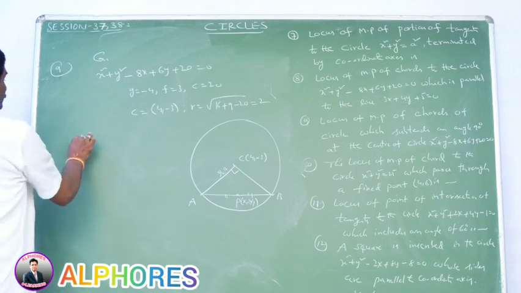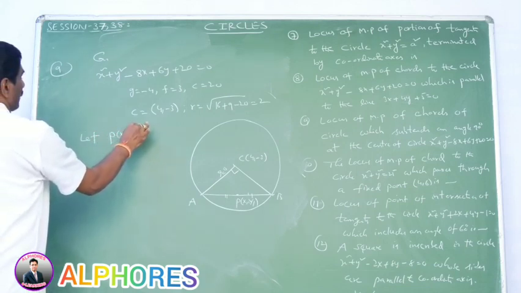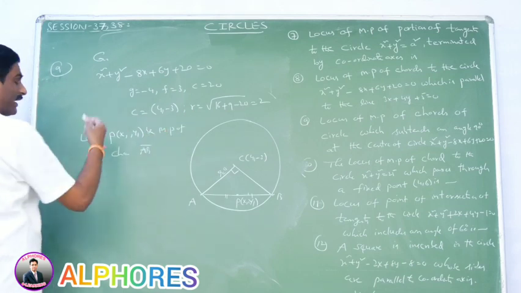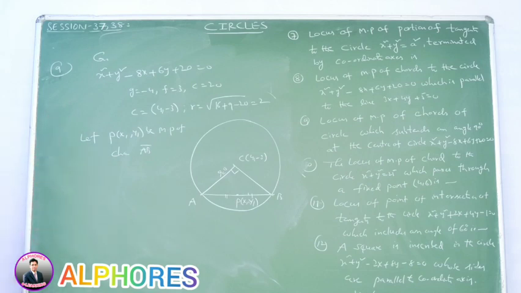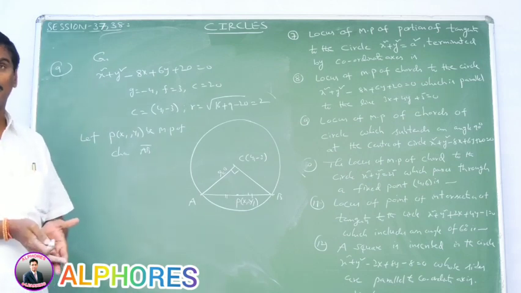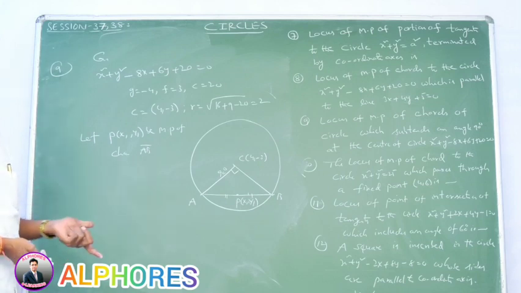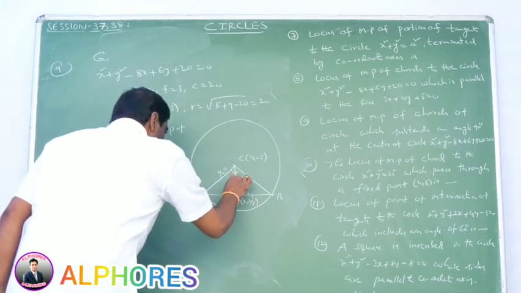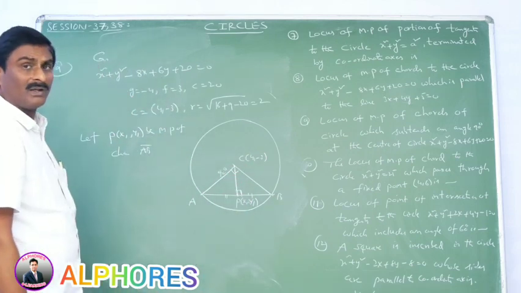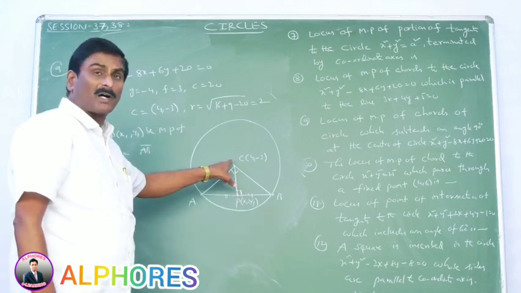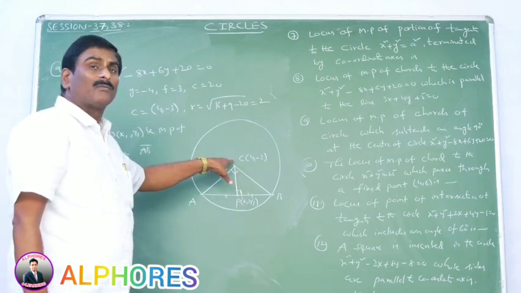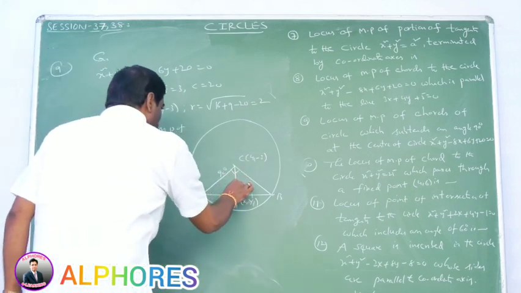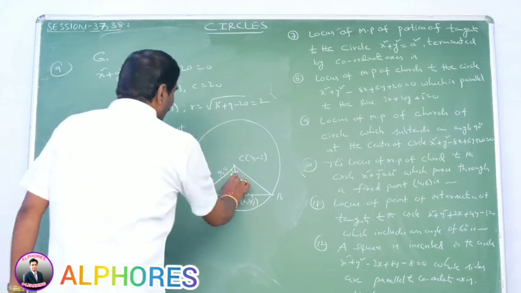Let P(x1, y1) be midpoint of chord AB. Now we find this locus, P locus. Here we find the relation between x1, y1 by using the triangle concept, trigonometric concept. Suppose we join CP. Since the perpendicular bisector of any chord must pass through the center, or foot of the perpendicular from center to any chord is nothing but midpoint. Here CP is perpendicular to AB. This total angle is 90 degrees.